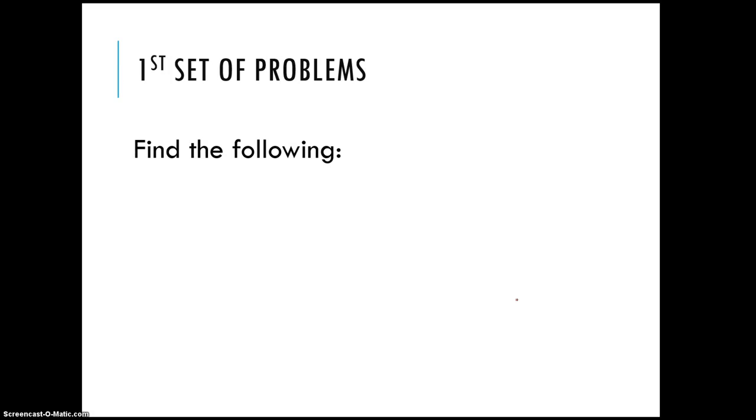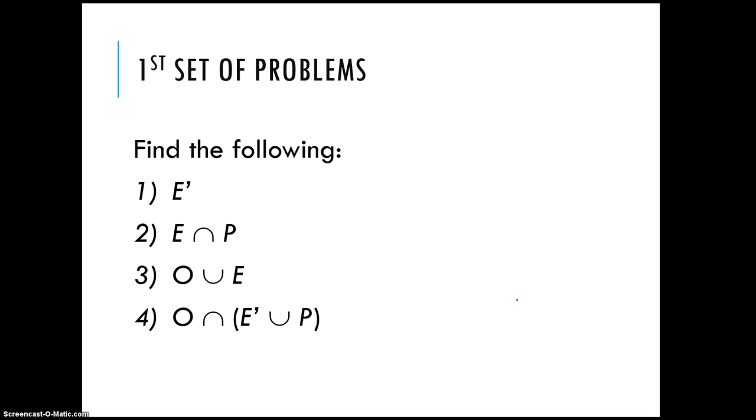So, set 1, I want you to find the following. You're going to do E complement, you're going to do E intersect P, and then you're going to do O union E. So if you want to pause the video and go ahead and do that now, you can, or you can go ahead and go to the next slide. Oh, I'm sorry, I have one more here. So number 4 here is O intersect (E complement union P). So here you need to do your order of operations. This one's not too difficult, but you do need to follow the order of operations. So you're going to have to do E complement first, then the union, and then the intersection.